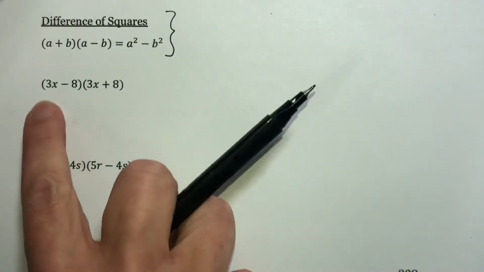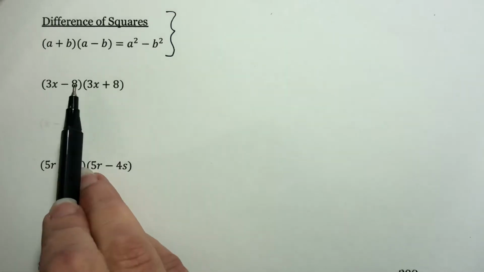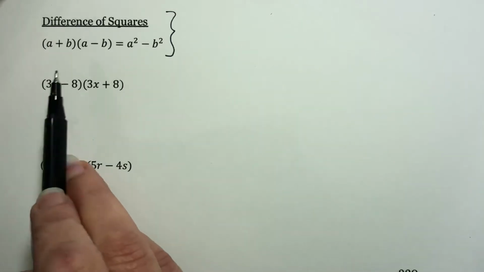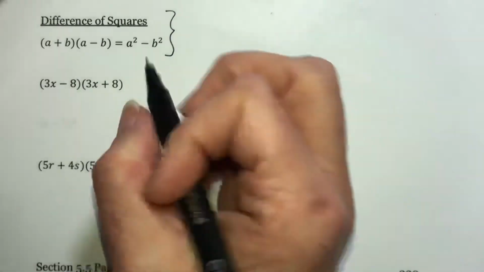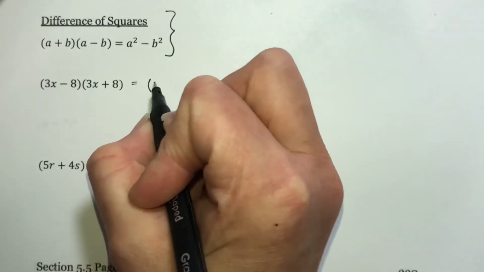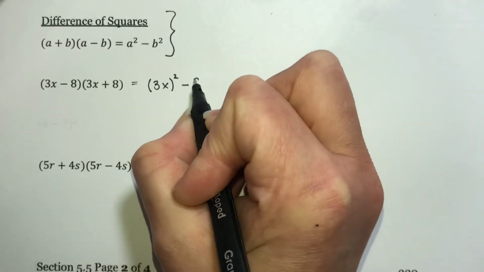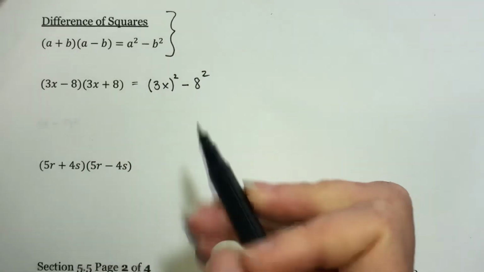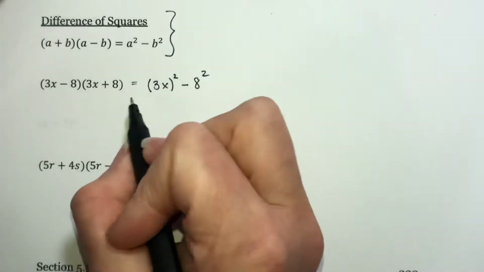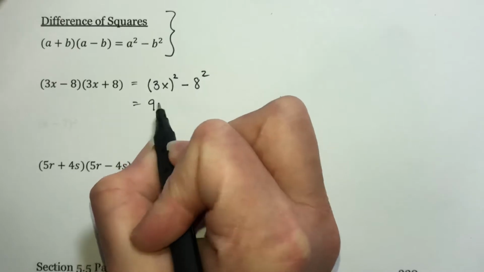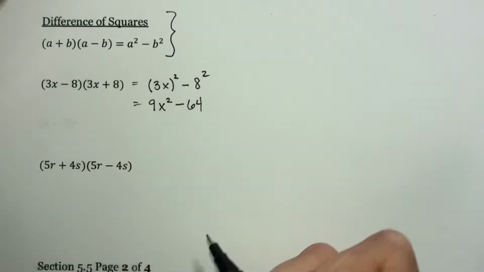If you look at this one, we have the same first term, the same second term, we have a minus and a plus. So it fits this pattern. We square our first term, and you will get to where you do not need to write this down. Minus, you square your second term. Remember when you're squaring a term like this, you square each part. So this is 3 squared, which is 9, x squared minus 64.